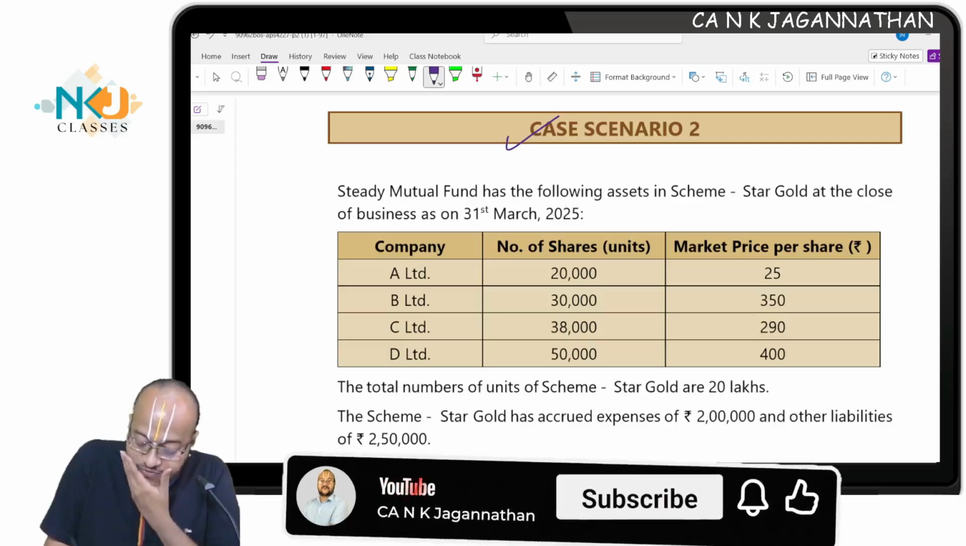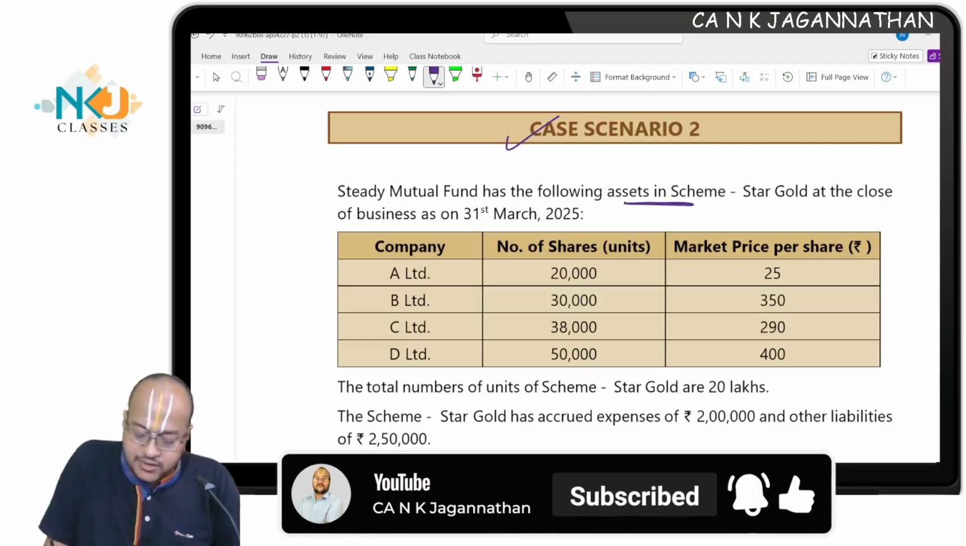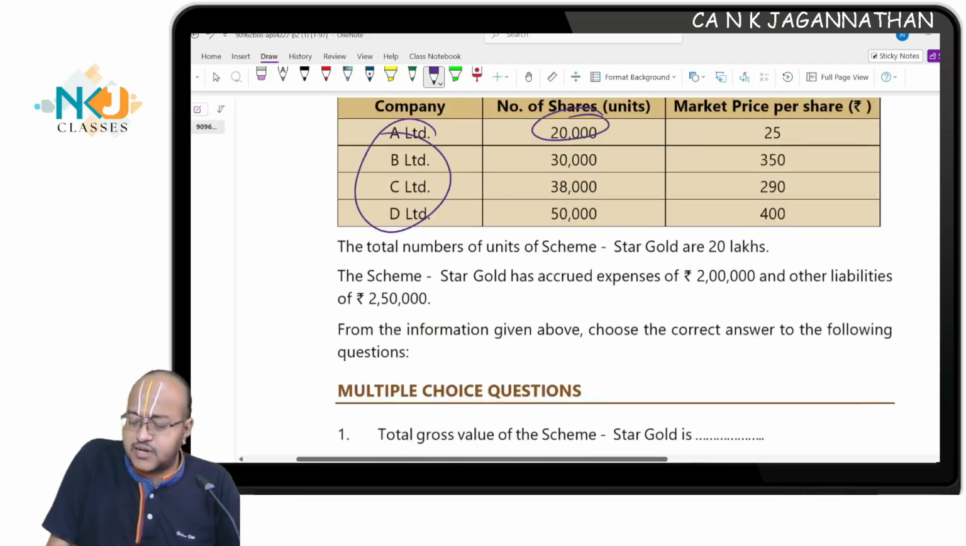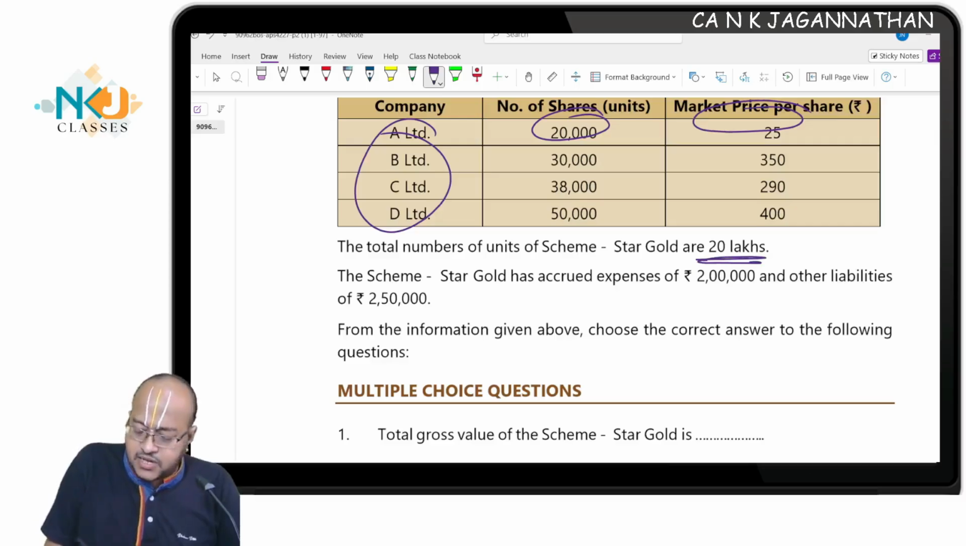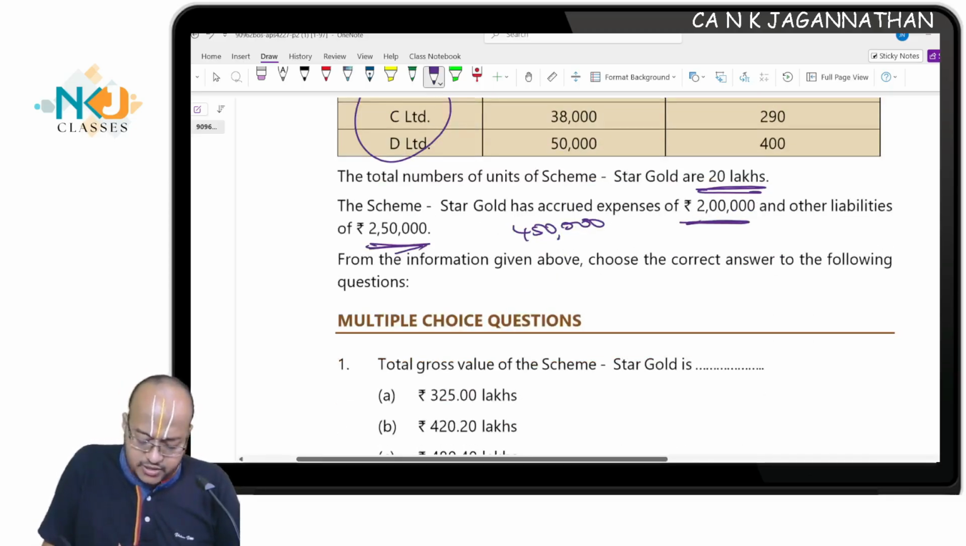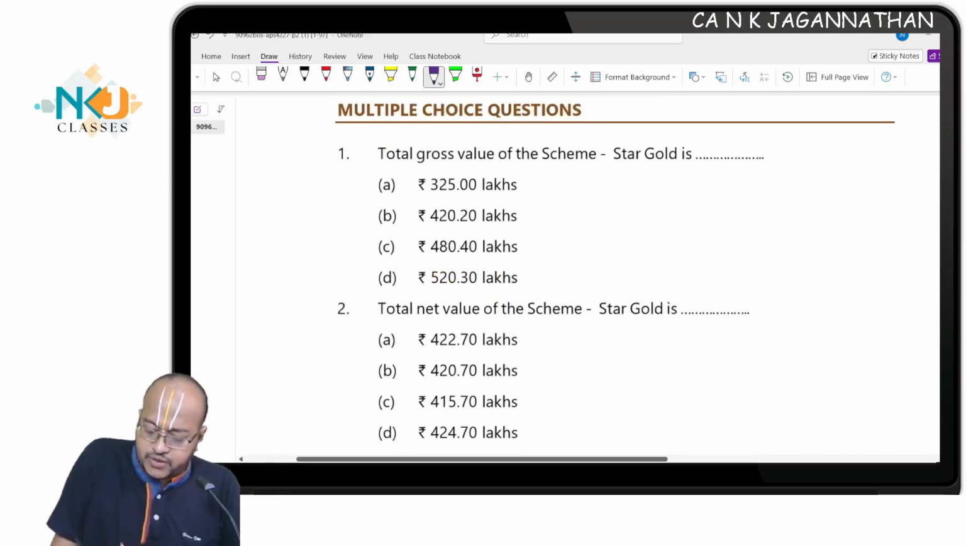Steady Mutual Fund has the following assets in schemes: Star Gold at the close of business on 31st March. Okay, they have given 4 companies here, number of shares and market price per share. Total number of units also given for this scheme. The scheme has accrued expenses of 2 lakhs and liability of 2,50,000. Put together 4,50,000 of liability. Then you have gross value of Star Gold.